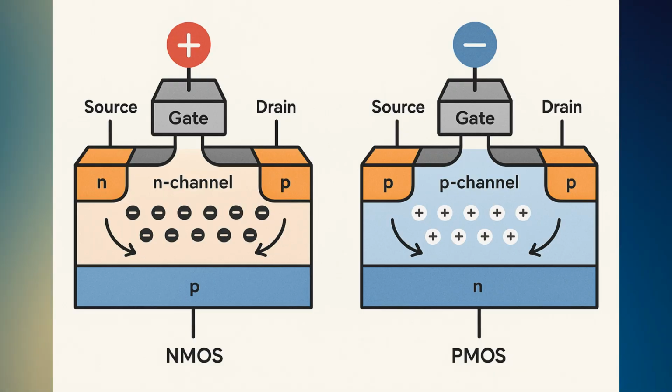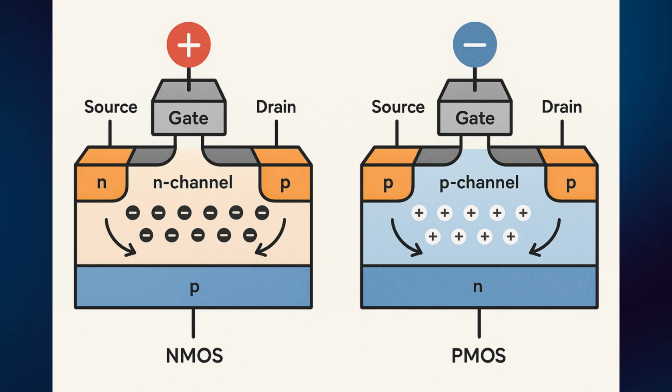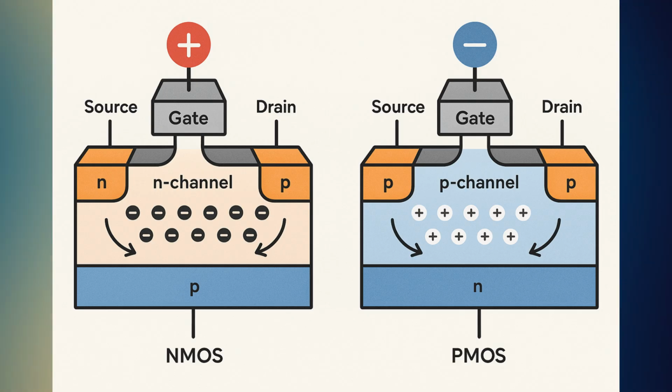When a voltage is applied to the gate, it induces charge in the substrate beneath it. In NMOS, a positive gate voltage attracts electrons, forming a conductive N channel between the source and the drain, and in PMOS, a negative gate voltage attracts holes to form a P channel.